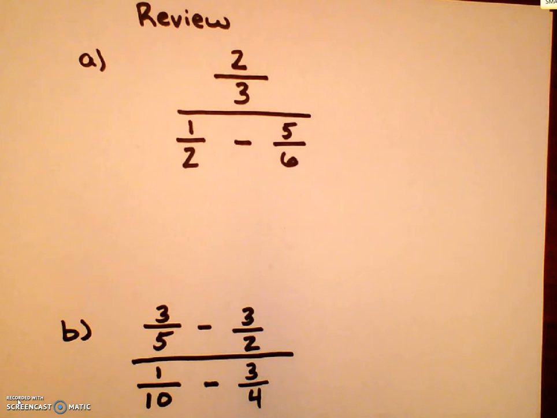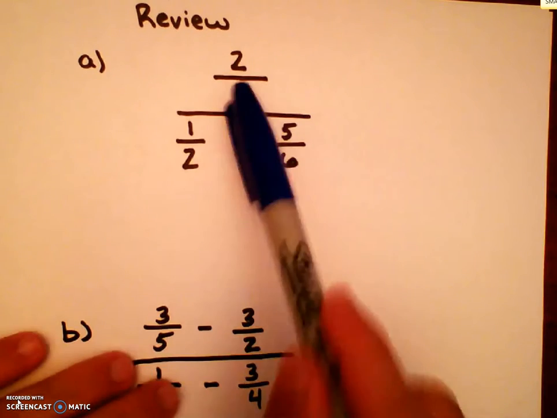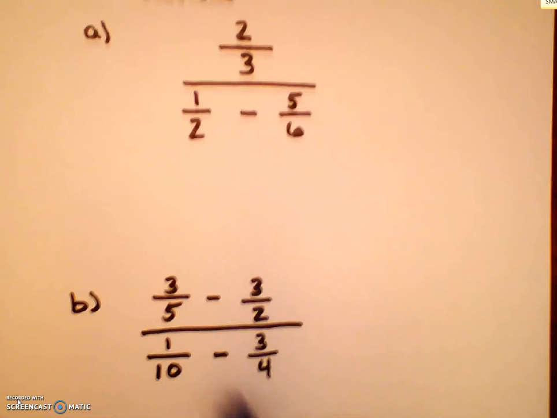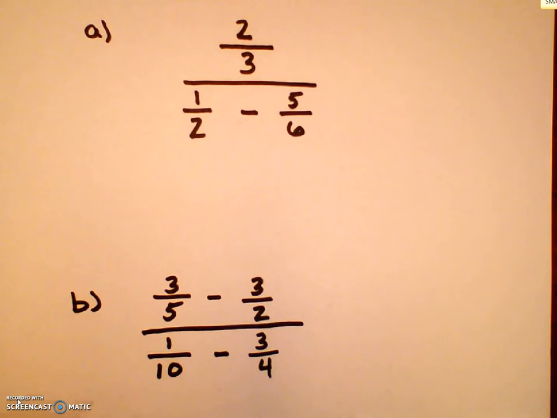Alright, so before we get into the last example, I want to show you all a couple of review problems. This is what's called a complex fraction. It's got a fraction, and then within that fraction you've got two other fractions, or potentially maybe three other fractions, kind of added and subtracted within it.